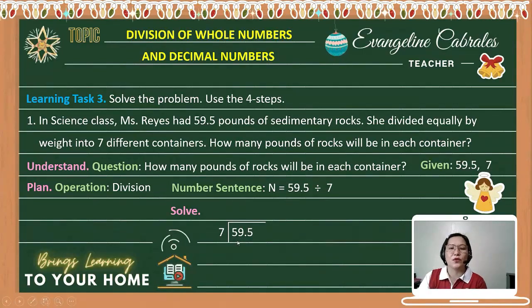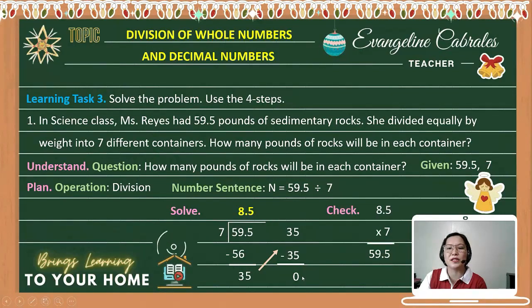So, proceed to computation na tayo. So, we will use 59 kasi 5 divided by 7 cannot be. So, 59 divided by 7 is 8. 8 times 7 is 56. 59 minus 56 is 3. And then, may isa pang number which is 5. Kaya i-bring down. 35. O, yun. Nilagay ko doon kasi hindi nakasya. 35 divided by 7 is 5, and 5 times 7 is 35. 35 minus 35 is 0.